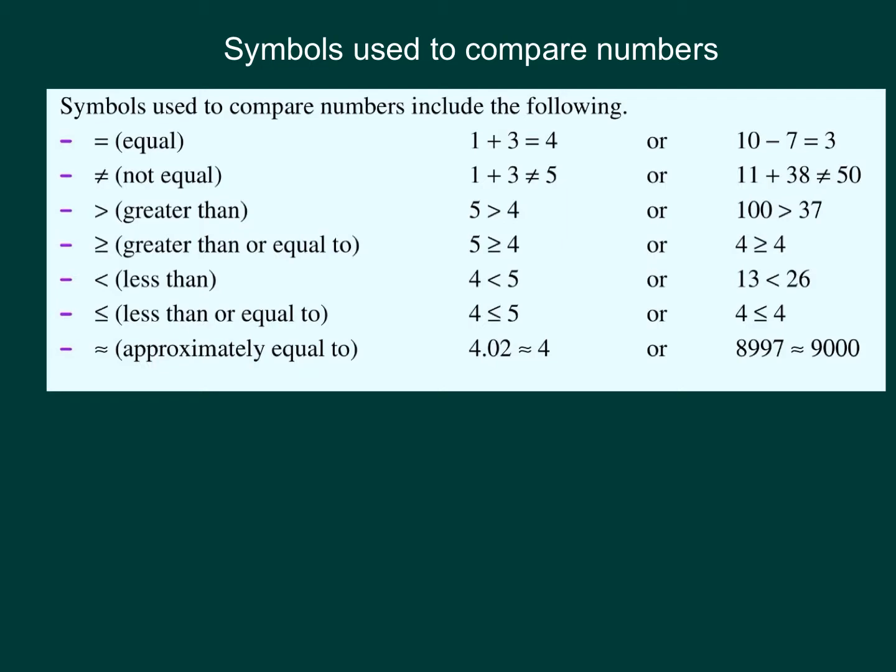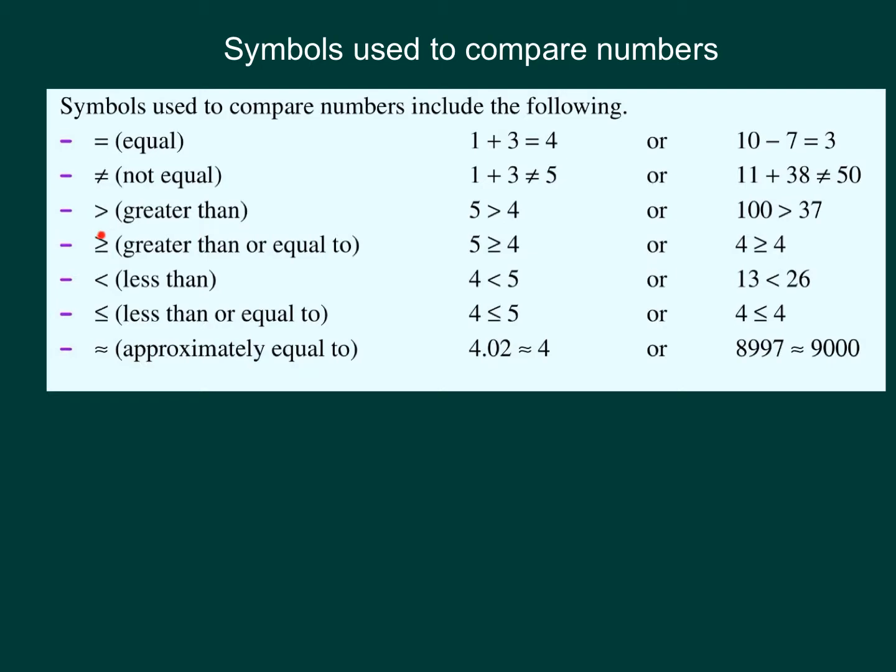There are a number of symbols that we use when we compare numbers. I'll go through them very quickly with you. The first one is the equal sign. So 1 plus 3 equals 4. Or we can say 10 take 7 equals 3. This is the not equal to sign. So 1 add 3 is not equal to 5. In fact, it obviously is equal to 4. Or 11 plus 38 is not equal to 50.